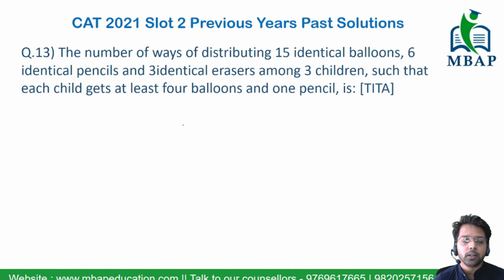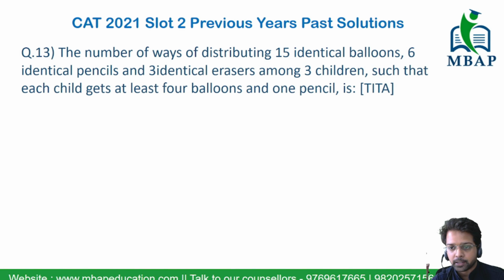Now let's take one of the beautiful questions which came on the topic of permutation combination. This is one of the very good questions which came in the year 2021 of the CAT paper. Read the question well. The question says, the number of ways of distributing 15 identical balloons, 6 identical pencils and 3 identical erasers among 3 children such that each child gets at least 4 balloons and 1 pencil.